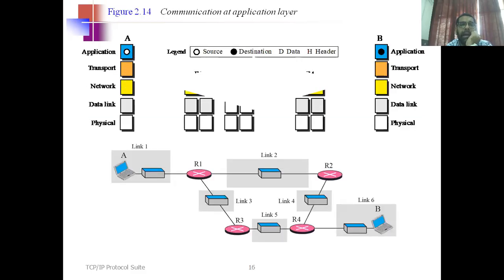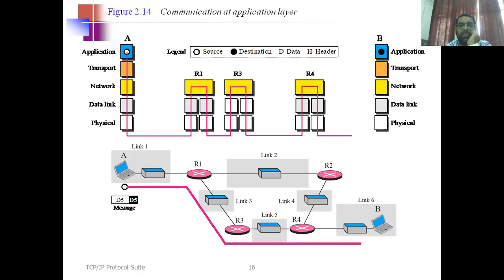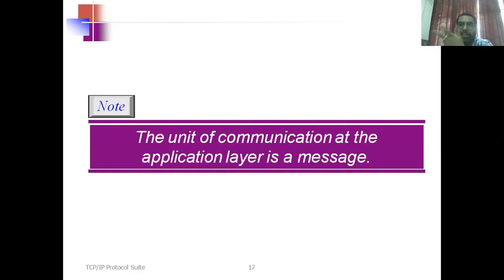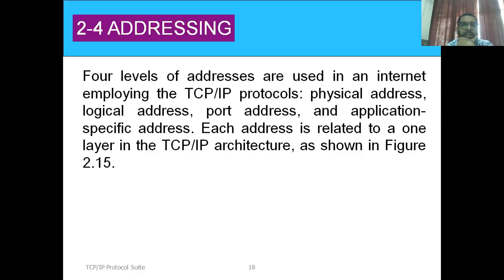Now how does it happen in the application layer? Application layer is more of presentation. So finally a message gets flown from one layer to another layer. You can see the message D5, and again at the receiver end it is received as D5. So here it is a message, simple, normal, that we understand.